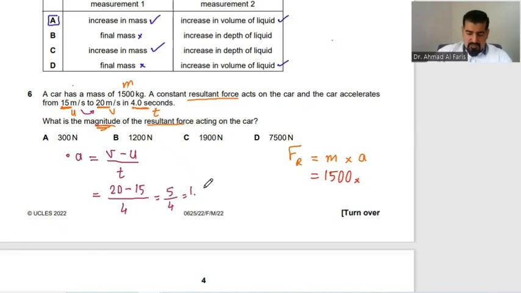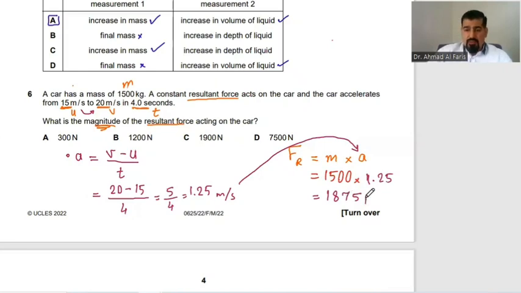And then what do we have here? 1.25. I will use this value, 1.25 meters per second squared, and I will substitute it here instead of the acceleration, multiplied by 1,500, and by using the calculator, my answer will be 1,875 Newton. If we round this answer to two significant figures, it will be 1,900 Newton. This is the answer. Okay, good.